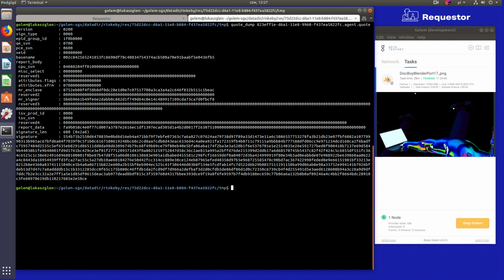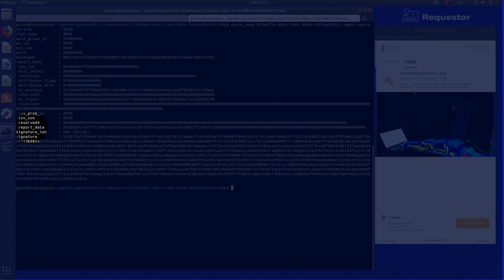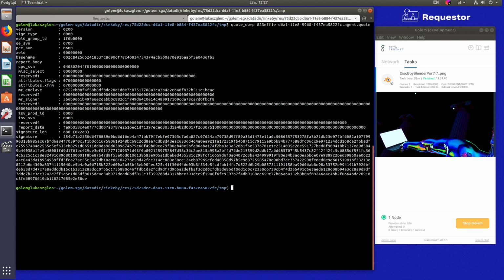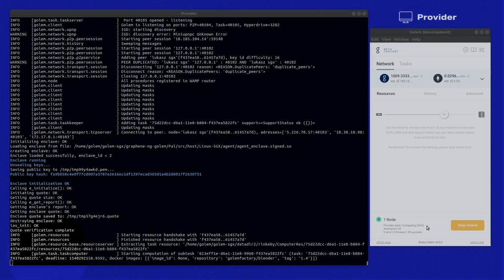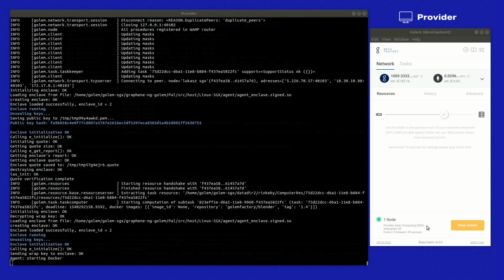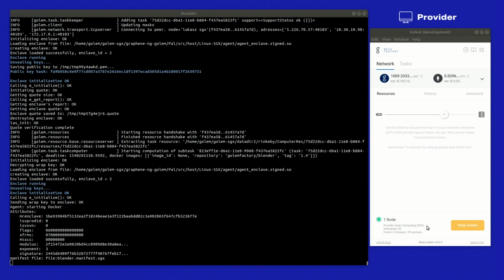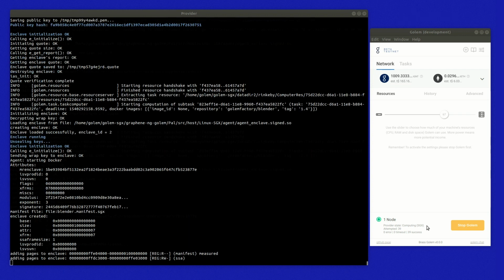The hash of the enclave's communication public key is written in the quote, so the requester knows that only the enclave can decrypt it. The provider hands the encrypted symmetric key to the Graphene-ng enclave. The enclave decrypts it. At this stage, the requester and the enclave know the symmetric key.